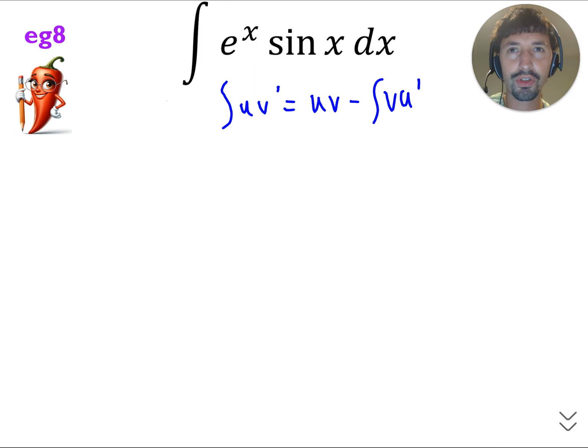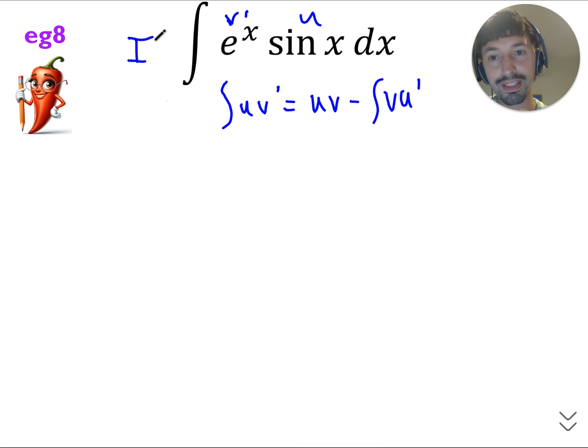In the previous examples we were choosing our x, a linear function, or x squared, or a lot of the time we were choosing our natural log of x to be our u. We don't actually have either of those here. You can potentially choose either, but I'm going to show you how we could do this by taking sine x to be our u and e to the power of x to be our v dash. Now you've seen during the video, I've also been quite often labeling the integral I, and that's going to be very helpful to us here. So let's work this through.